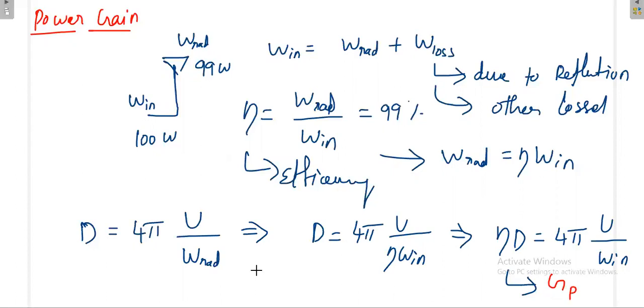So in future, what is power gain? Power gain always means eta into D. Power gain is generally G. G is equal to eta into D.